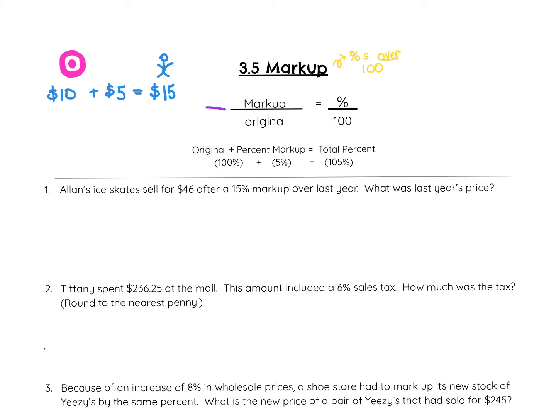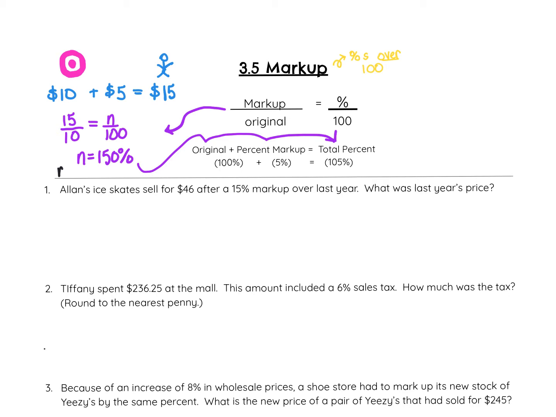So using my percent proportion, my marked up price, my $15, over my whole thing I started with, the original, and that's going to give me my percent over 100. When we solve this proportion, we get 150%. So that's where we say our markup percentage is our original plus our markup to get our total percent. So this was marked up.